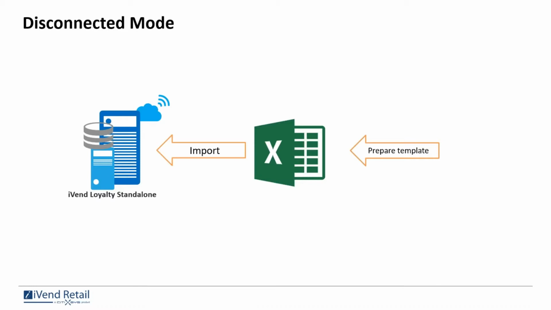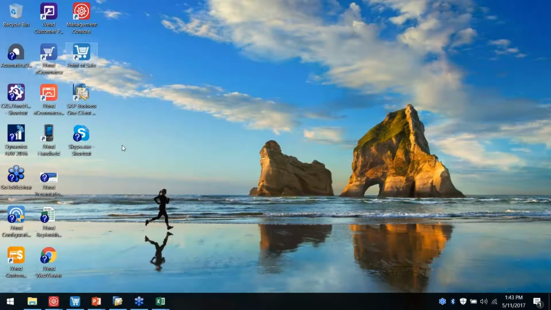Okay, if you are using Excel, we can have a disconnected mode in the integration. That means from the third-party system, you just export the data into Excel, and then you can import it into iVend Loyalty Standalone for calculating and updating the point. Okay, for example, I have two templates here right now to import the customer and the transaction.